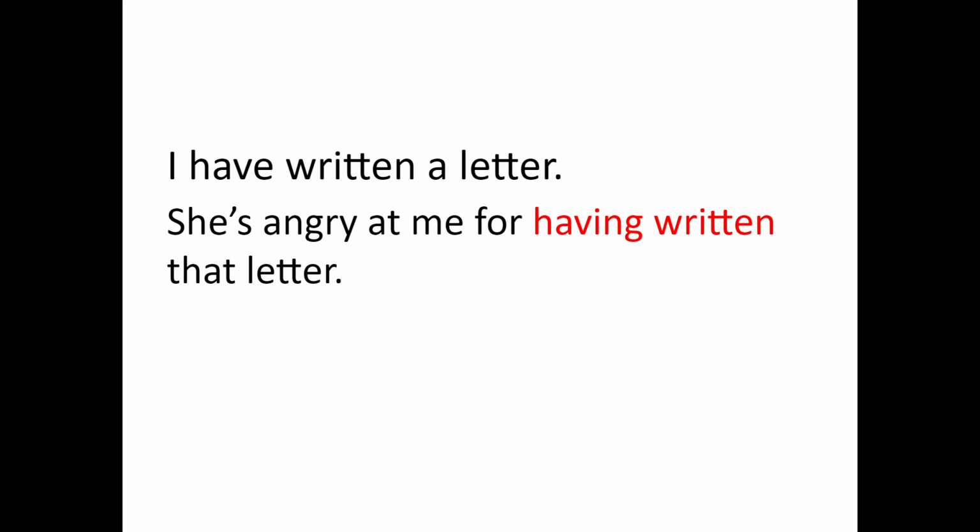We can put this as a gerund. She's angry at me for having written that letter. So this is the perfect aspect as a gerund, the object of the preposition. And you can see that it's the have that takes the ing form here. So a gerund in the perfect aspect is having plus the past participle, plus the verb 3.